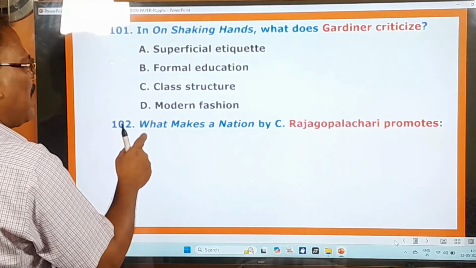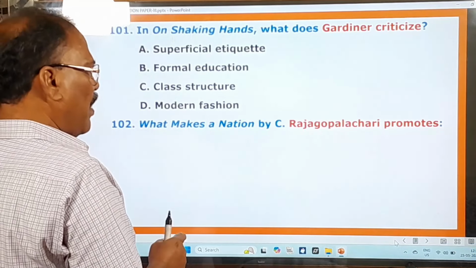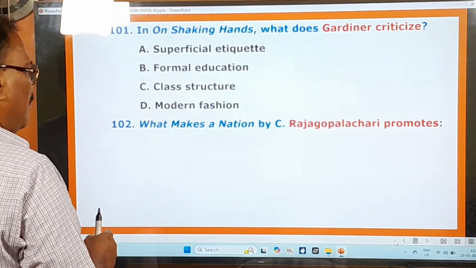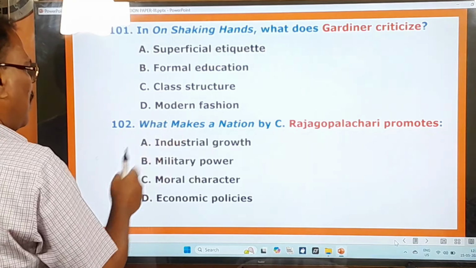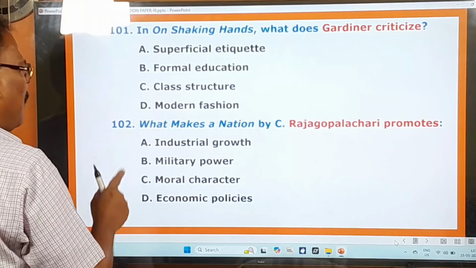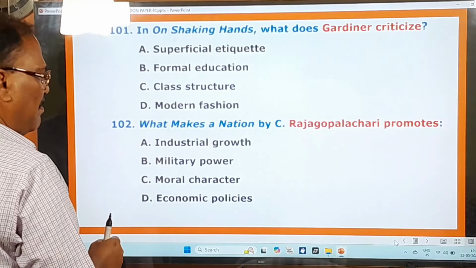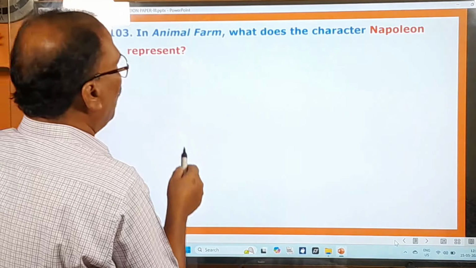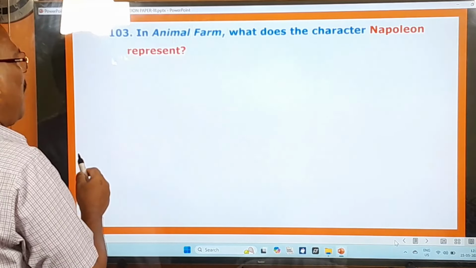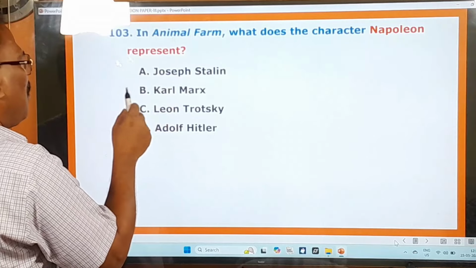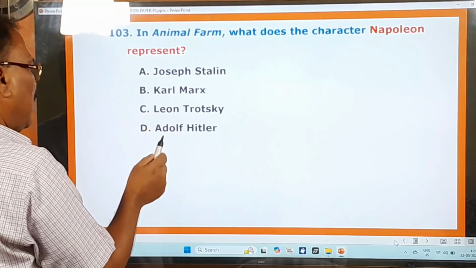102nd question. What does What Makes a Nation by C. Rajagopalachari promote? Industrial growth, military power, moral character, economic policies. 103rd question. In Animal Farm, what does the character Napoleon represent? Joseph Stalin, Karl Marx, Leon Trotsky, Adolf Hitler.